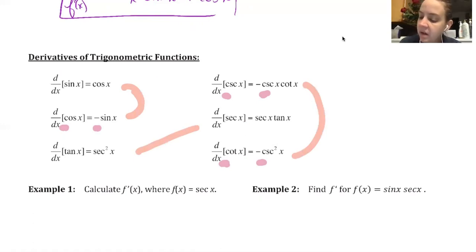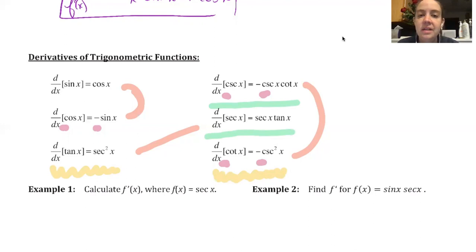And what's another one? Tangent goes to something squared. Cotangent goes to something squared. So tangent, cotangent go to something squared. And then finally, cosecant has a cosecant cotangent and secant has a secant tangent. So there are patterns there if you look for them.